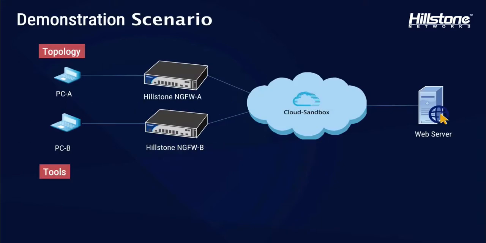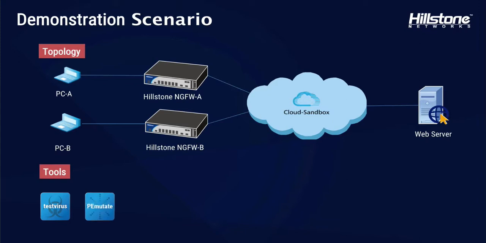For a test environment, we used 2 clients and 1 HTTP server. A next-generation firewall with antivirus and the Hillstone Cloud Sandbox is deployed between each client and HTTP server. There are 3 gadgets. The test sample here is test virus. The format of test virus is an executable file called PE.